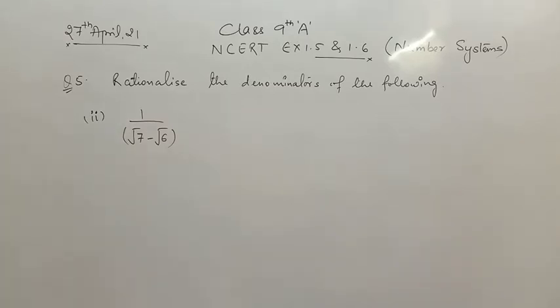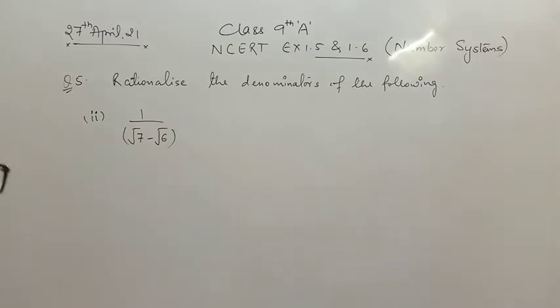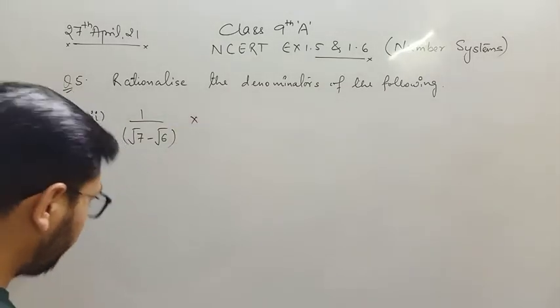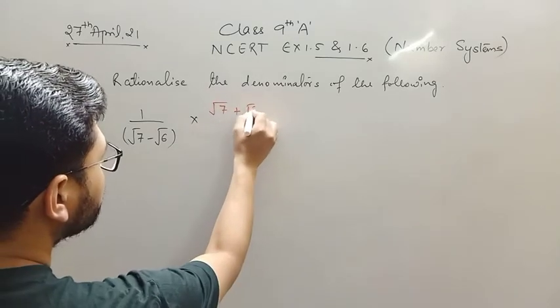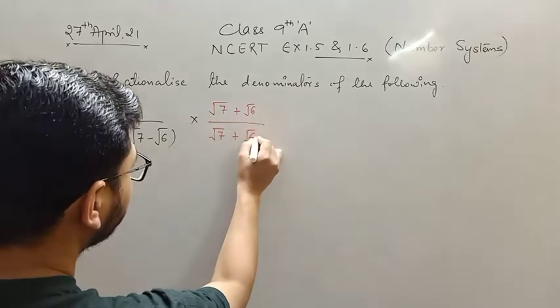Okay? So the question is 1 upon root 7 minus root 6. So you just need to rationalize the denominator. How can you rationalize the denominator? By multiplying root 7 plus root 6 in the numerator and root 7 plus root 6 in the denominator.